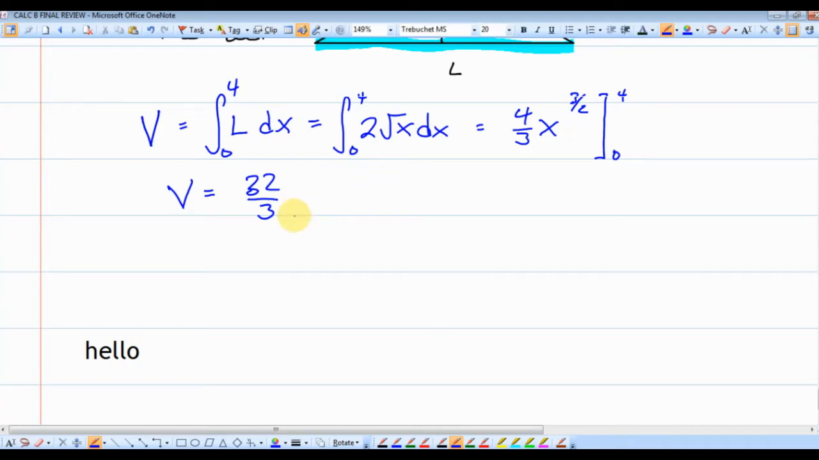Actually, it wasn't that hard. All you do is integrate the cross-sectional area. That's all. Okay, that's where we're going to stop today.